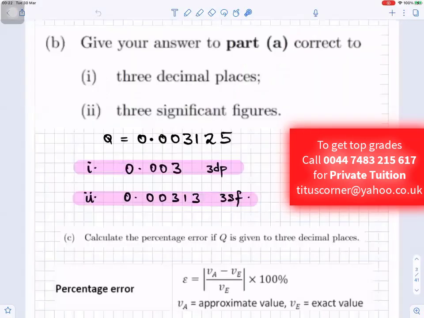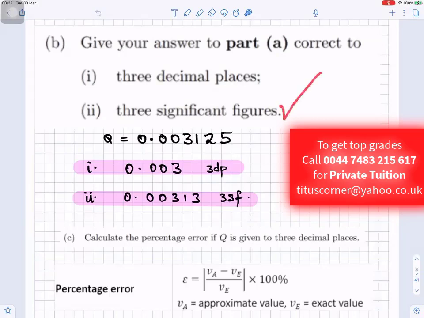Part B, give your answer to part A correct to 3 decimal places. So to 3 decimal places, you count 1, 2, 3, and you put the decimal point. You look at the number on the right, is it 5 or above? No. So you end there. So it's 0.003 to 3 decimal places.